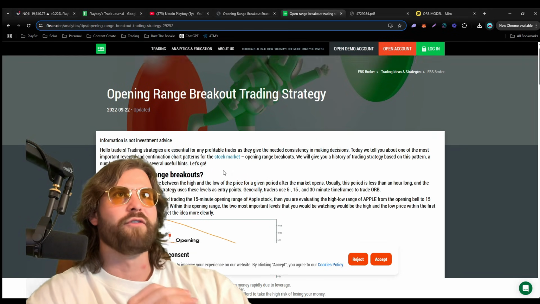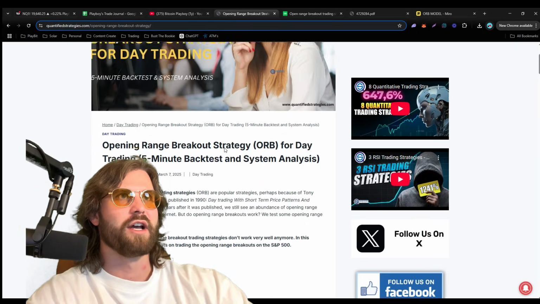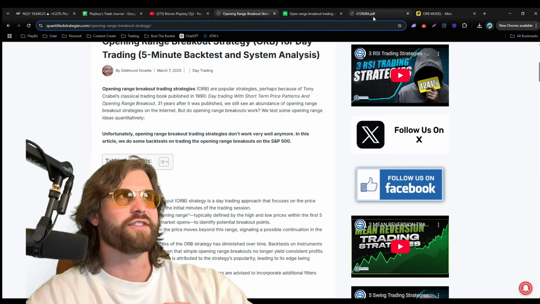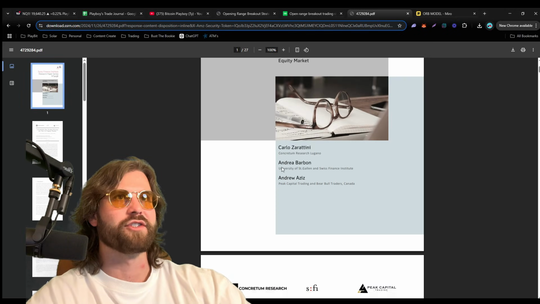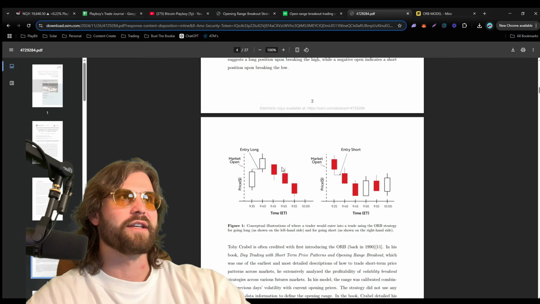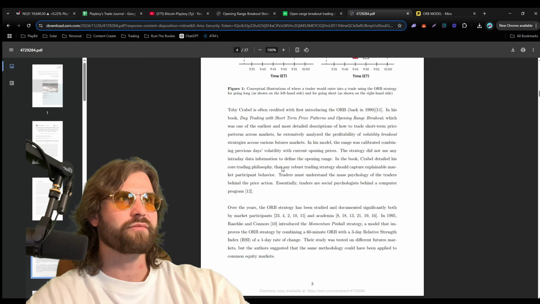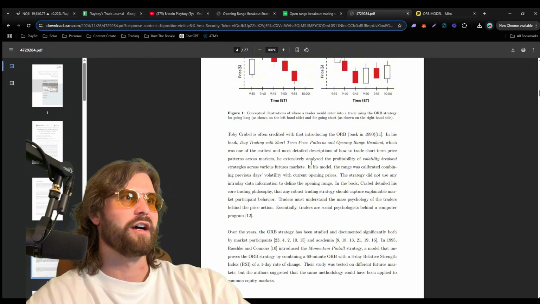So a few of these websites will be listed below if you want to check it out. This one was posted in 2022. This one was back in March of this year. And then we have a massive Swiss. This is from S-Fi Research. This is a massive research article about ORB and its performance since 2020. They reference Tony Corbell in here, as back in the 1990s, he was a huge proprietor of it.